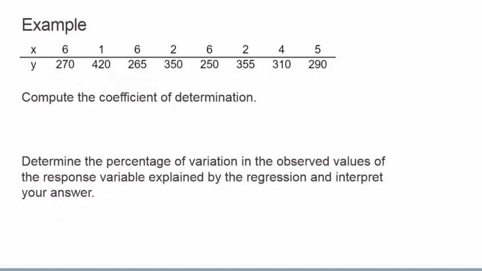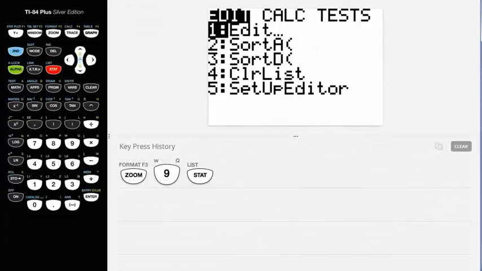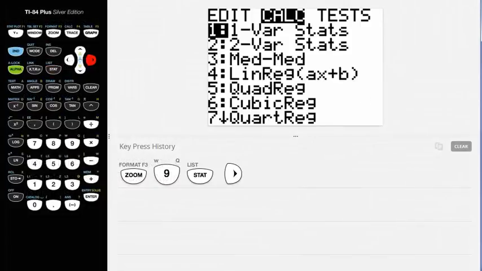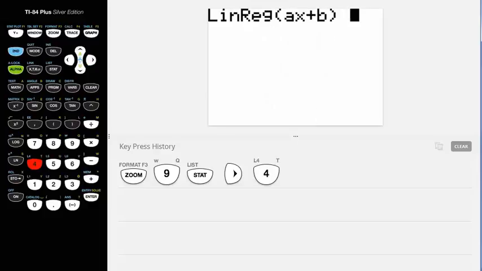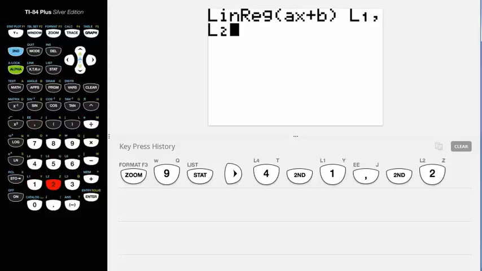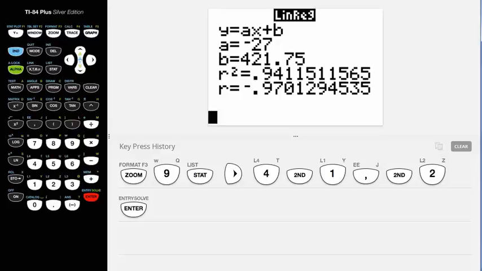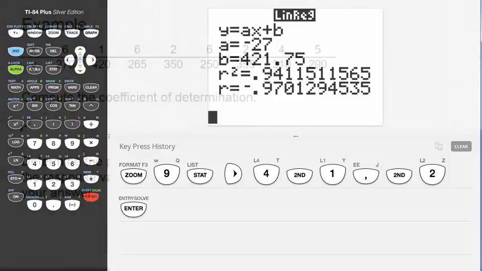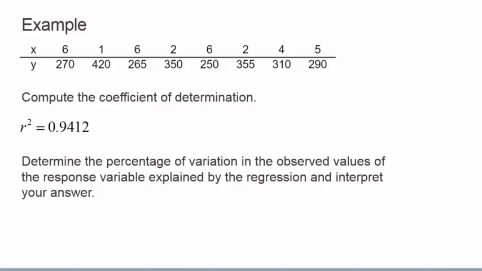Compute the coefficient of determination. That is R squared. Going back to our calculator, Stat, over to Calc, want to use number 4, linear regression, second L1, comma, second L2. I don't need to store the equation, so I'm just going to press Enter. I want to use 4 decimal places. R squared equals 0.9412.